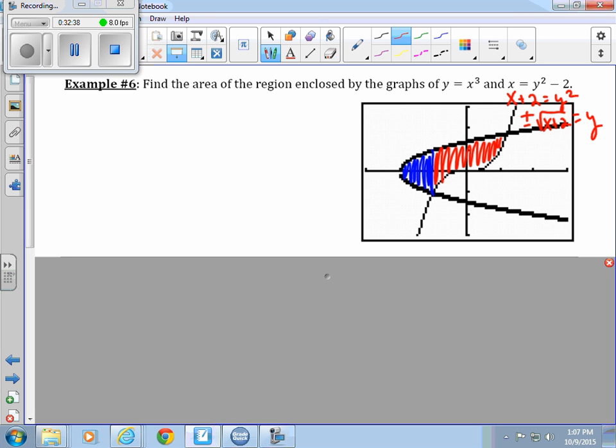minus negative square root of x plus 2. Or if you're really on top of your game, you can just do this area and double it. You've got options. But then I'd have to do this integral as well. I would have to find that intersection, right? Nothing wrong with it. Just pay attention to that. If the top curve is different or the bottom curve is different as you go along, you have to use multiple integrals.